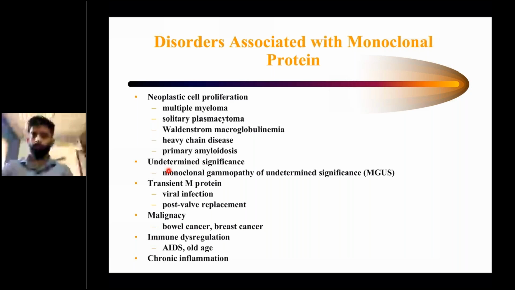If it's undetermined significance, then it's monoclonal gammopathy of undetermined significance. Transient M protein can also be seen in viral infection and post-valve replacement surgery. In case of malignancy like bowel cancer or breast cancer, you can see monoclonal protein. Immune dysregulation syndrome in AIDS, in the old age, you can see monoclonal protein. And chronic inflammation, you can see monoclonal protein. So these are the disorders associated with monoclonal protein.